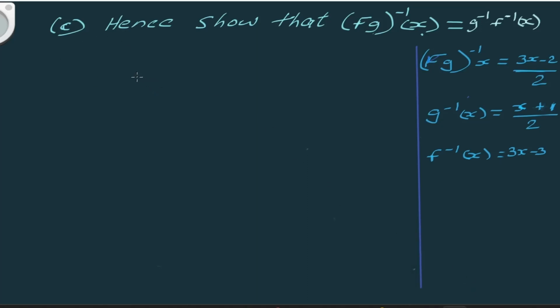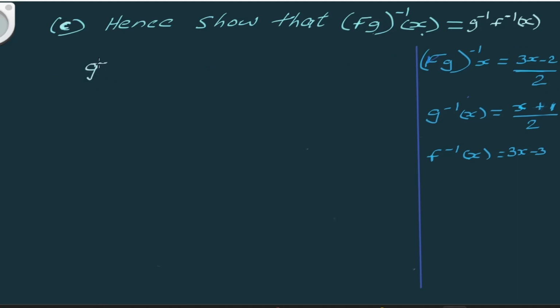Right, so the final part of this question, part C, we want to show that f of g inverse x equals g inverse f inverse x. Right, so this is a bit complicated, so we need to go over it. Now we know that f g inverse x is 3x minus 2 over 2. So we now want to prove that g inverse f inverse x is the same as 3x minus 2 over 2, because they say that both are equal. So let's go and work out the answer now and see.